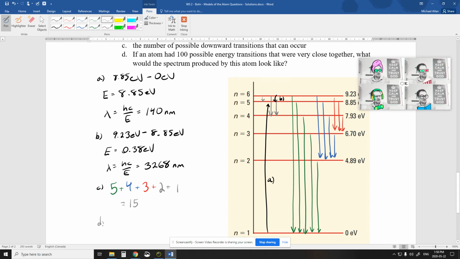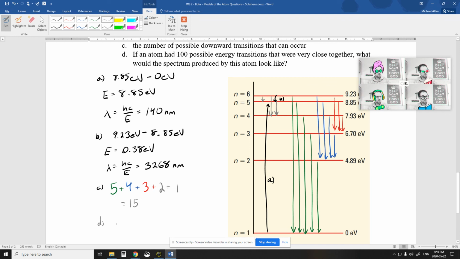Okay, the last one here. If an atom has 100 possible energy transitions that are very close to each other, what would the spectrum produced look like? So this is just talking about whether they will have nice little thin lines, or whether the thickness of that line will be wider. Because if they're really close to each other, they're going to look pretty close, but they're going to be a little bit off from each other. So there's going to be kind of a little bit of space between them.